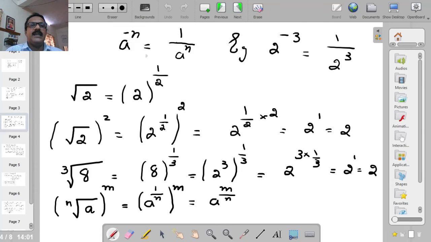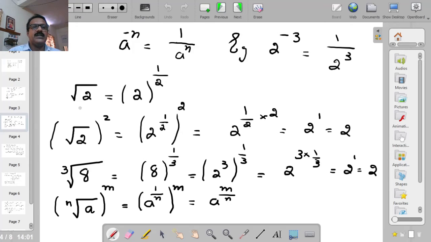a to the power minus n, or a raised to minus n, is defined as 1 by a raised to n. A raised to the power minus n is equal to 1 by a to the power n. For example, 2 raised to minus 3 is equal to 1 by 2 to the power 3.